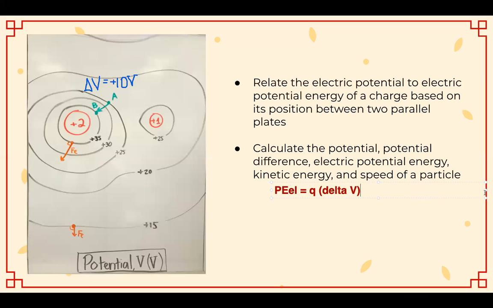So to give you a mathematical example, what if I said this was a proton? A proton has a charge of 1.602 times 10 to the negative 19th coulombs. And if I brought it from A to B, it has 10 volts of potential difference. This potential energy is 1.602 times 10 to the negative 18th joules. When it's at B, it has potential energy. That potential energy could then change to kinetic energy so that you could find the speed.